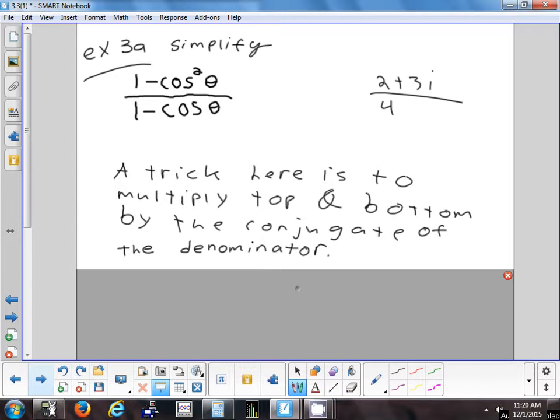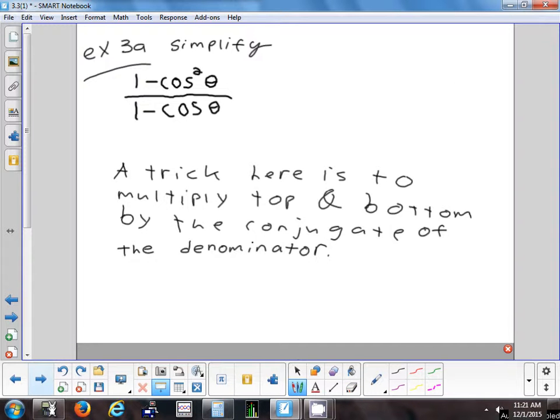Anytime we had something like this, the way we simplified it was to multiply the top and the bottom by the conjugate of what was in the bottom. We're going to use that exact same trick, except now we're going to do it with a trig function. So what's the conjugate of what's in the bottom here? Nick? 1 plus cosine. Remember, all you have to do is change the sign of the second part. If you have 1 minus cosine, the conjugate is 1 plus cosine.